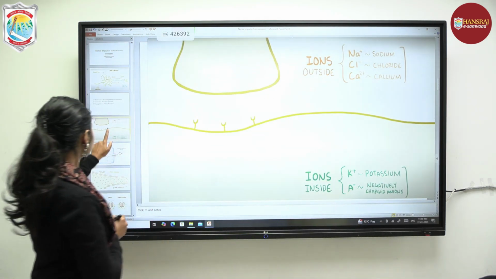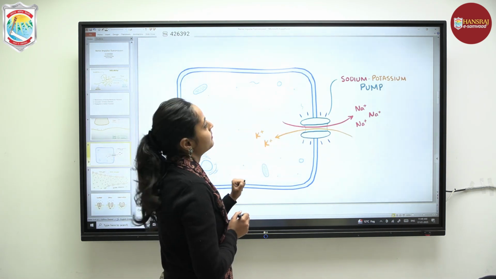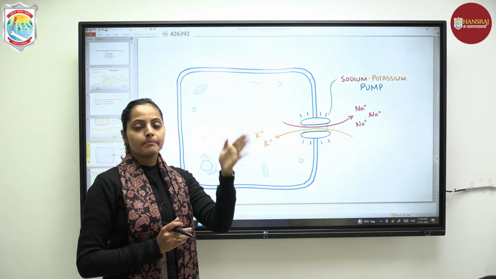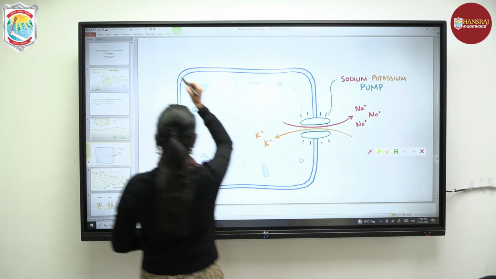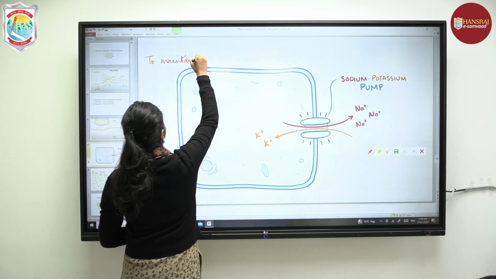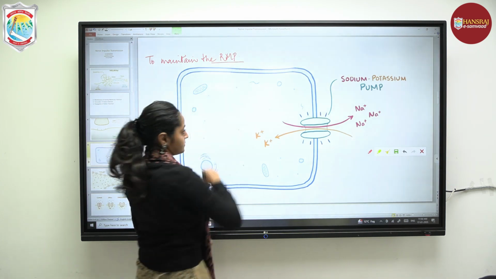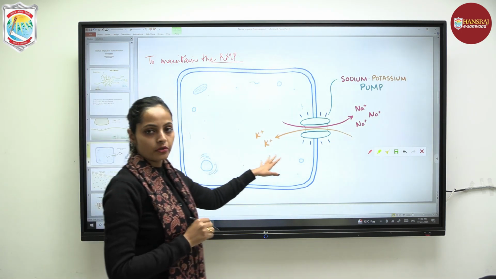So what happens here, as you can see, this is the sodium potassium pump. To break the dissipation of charges, to maintain the resting membrane potential, this is the third factor which contributes.